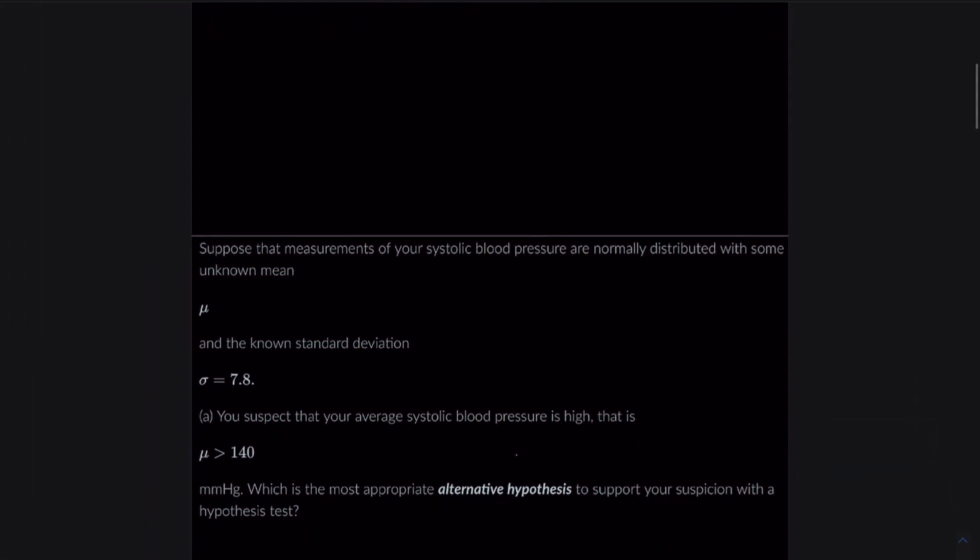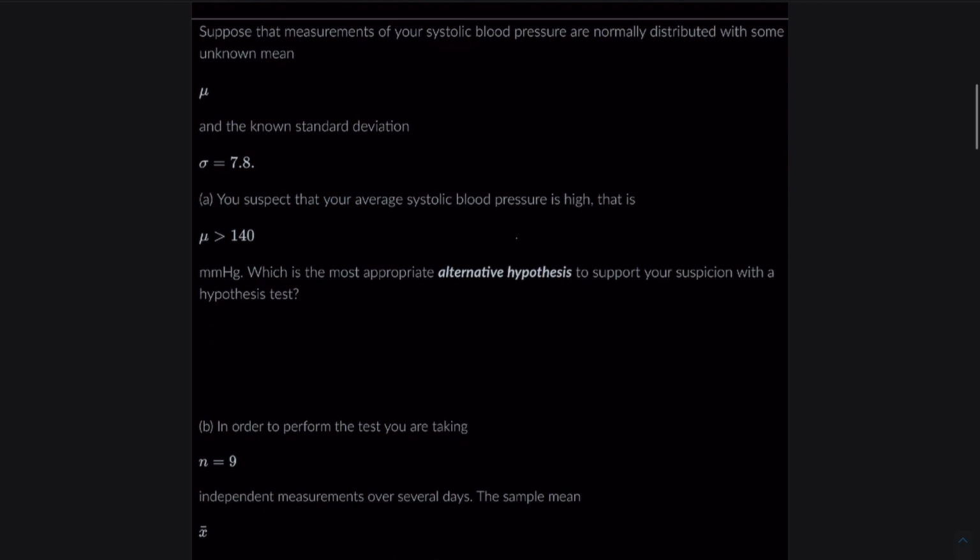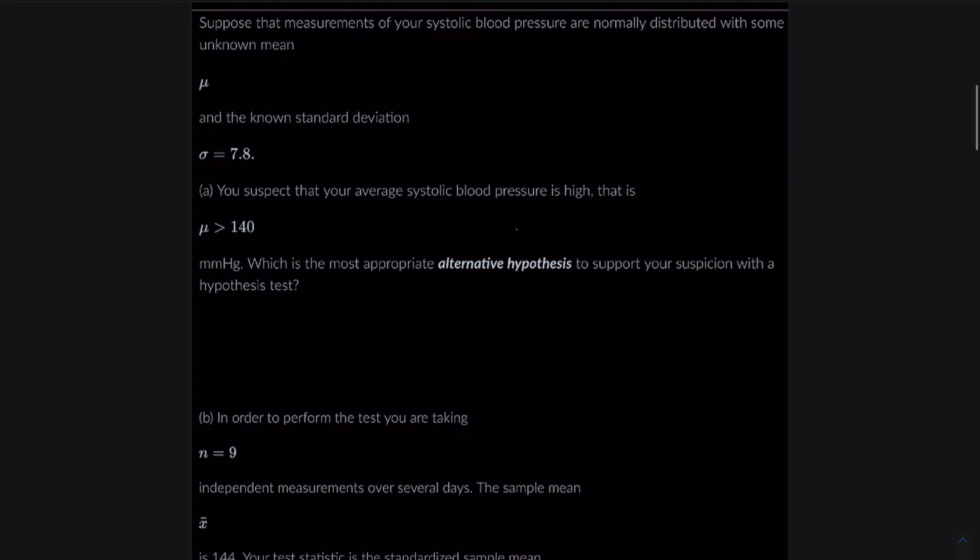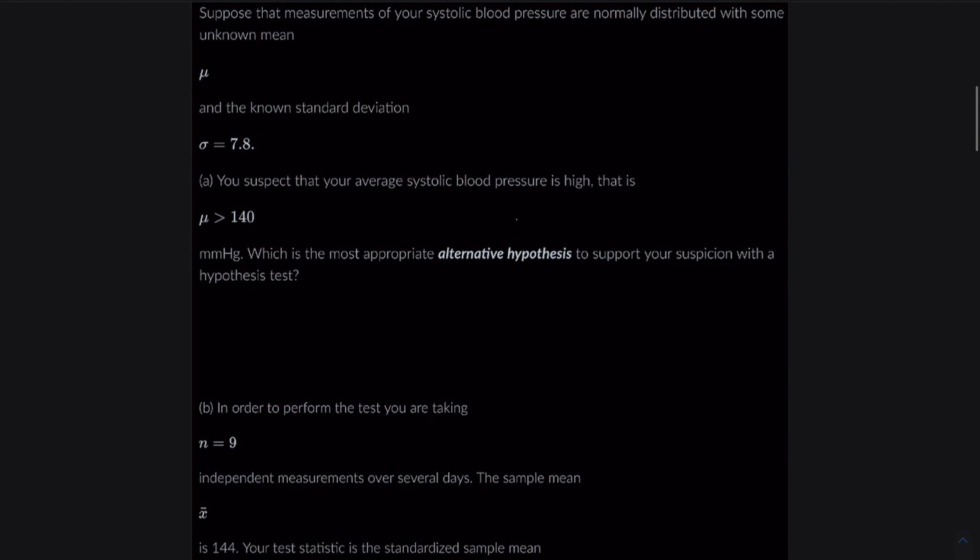These are going to be longer problems. So this first one says, suppose that measurements of your systolic blood pressure are normally distributed with some unknown mean mu and the known standard deviation of sigma equals 7.8. You suspect that your average systolic blood pressure is high, so that would be mu is greater than 140. What is the most appropriate alternative hypothesis to support your suspicion with a hypothesis test?